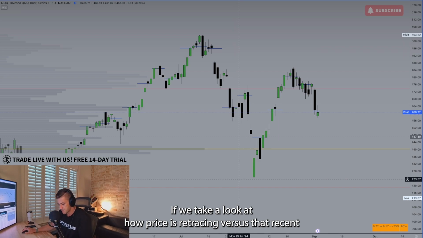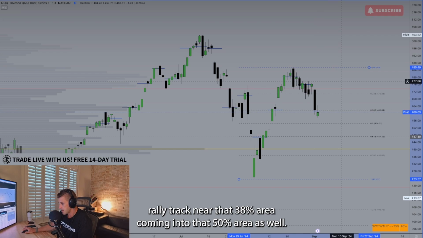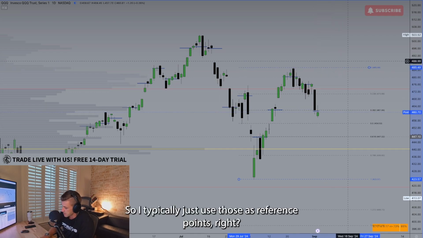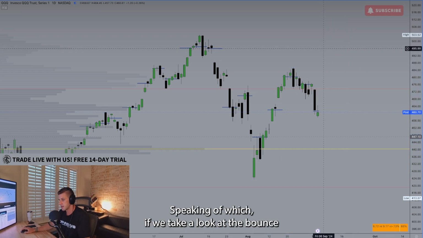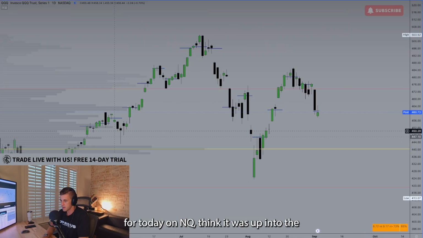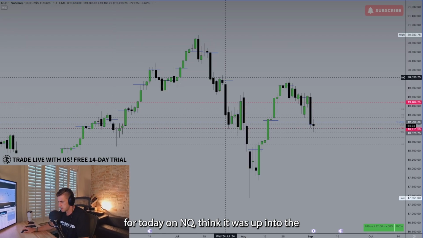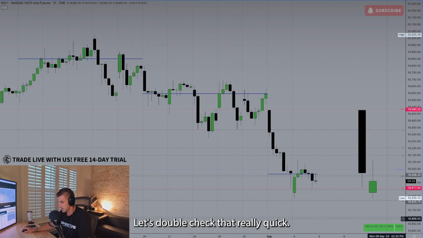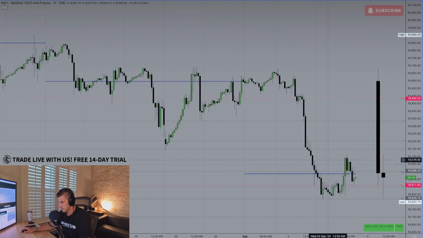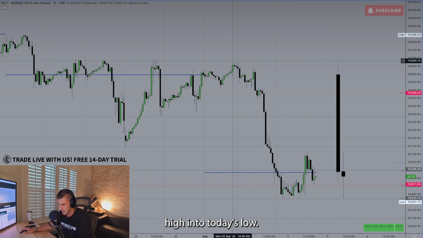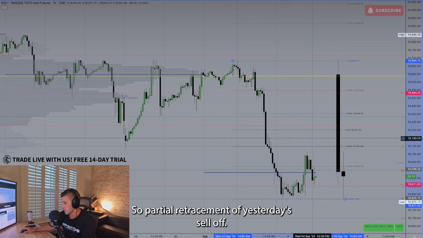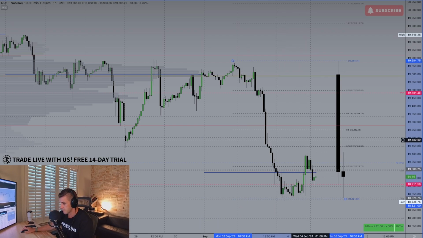If we take a look at how price is retracing versus that recent rally, it's right near that 38% area, coming into that 50% area as well. So I typically just use those as reference points, right? Speaking of which, if we take a look at the bounce for today on NQ, I think it was up into that 30% area. Let's double check that really quick. So going from the prior day high into today's low, yeah, just shy of that 38% retracement. So partial retracement of yesterday's sell-off.